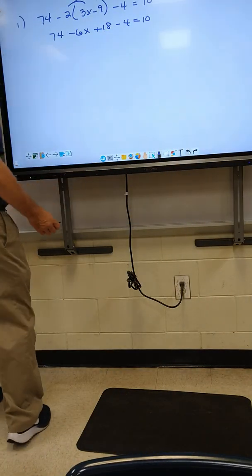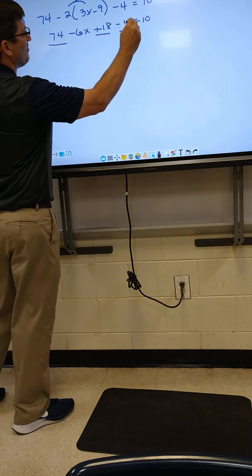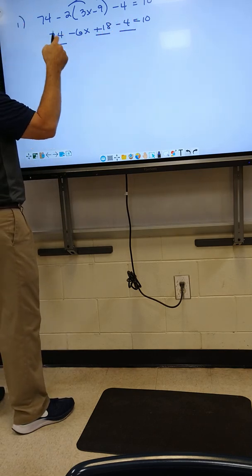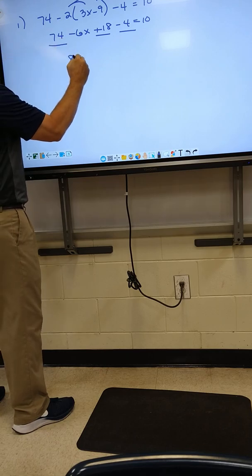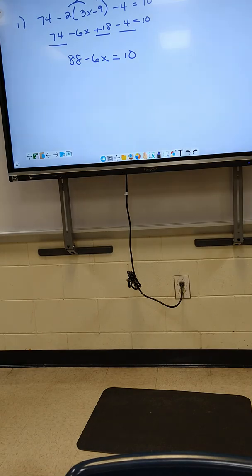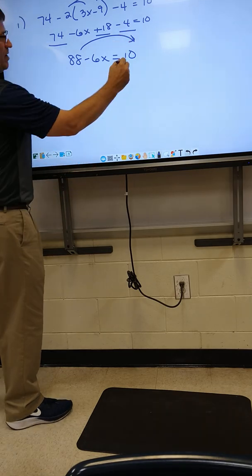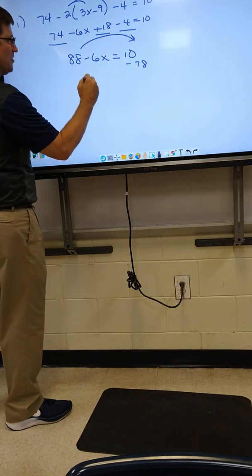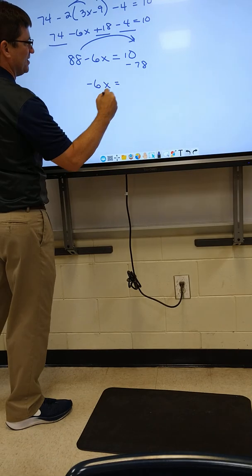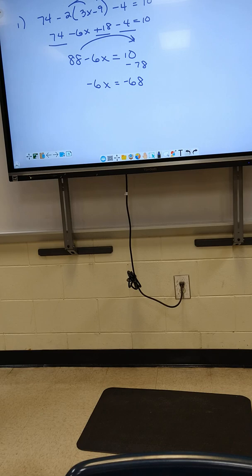All right, so look, I'm going to add up the like terms. I got 74 plus 18 minus 4. Add all that up, and I believe that's going to be 88. Y'all can check my math. All right, so that's what I've got so far. So what's next? Well, we got to take 88, move it over here. How's that going to change it? Makes it a negative 78. So I got negative 6x, I think I did something wrong, equals negative 68. Is that wrong? I'm doing this in my head. Did I mess up anywhere?